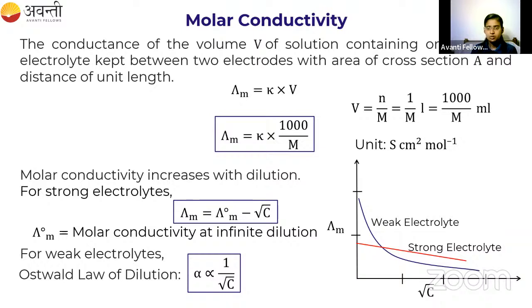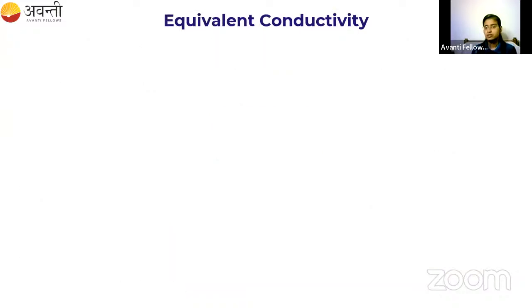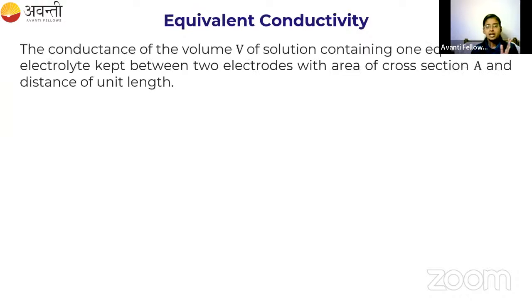Great. So next we will jump to equivalent conductivity. So far we have studied molar conductivity. Now we are going to study about equivalent conductivity. So again, we'll start from the definition for equivalent conductivity. So it is the conductance of the volume V of the solution containing one equivalent of electrolyte. So there we have studied for 1 mole of electrolyte and here one equivalent of electrolyte. That's all. The remaining things are same.